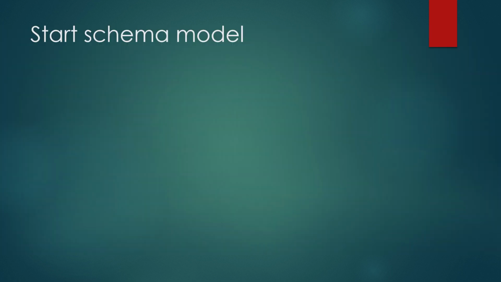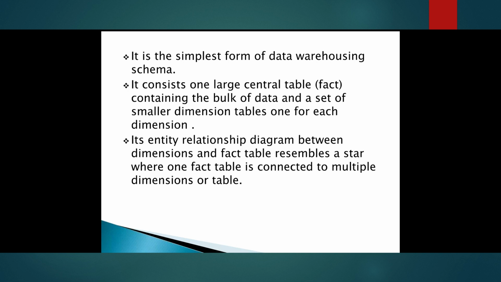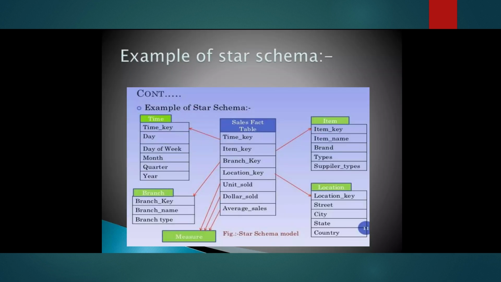The second part is the star schema model. It is the simplest form of data warehousing schema. It consists of a large central table containing the bulk of the data and a set of small dimensional tables, one for each dimension. The entity relationship diagram between the dimensions and the fact table resembles a star, where one fact table is connected to multiple dimensional tables.